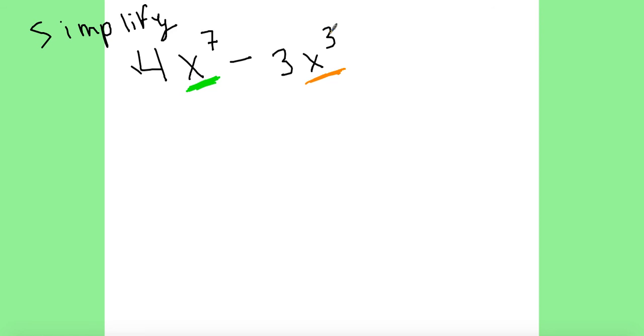They're different objects. Okay, they represent a different number. And if I don't know what that number is, I cannot just count them. So this is as simplified as it gets. In my basket, there's just 4x to the 7th. And I'm taking away 3x to the 3rd. And I can't go any further until I know what x is and I can plug in and start evaluating.